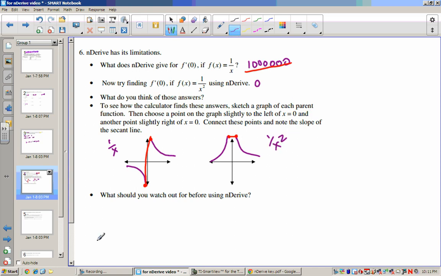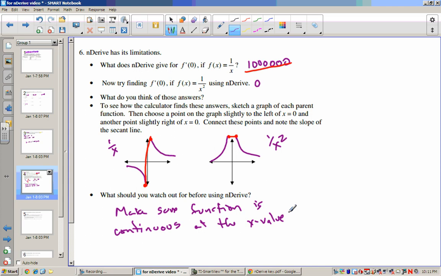So the moral of the story is, what should you watch out for before using nDerive? You should make sure that the function is continuous at the x value. Okay, so you need to be smarter than the calculators, basically what we're telling you.